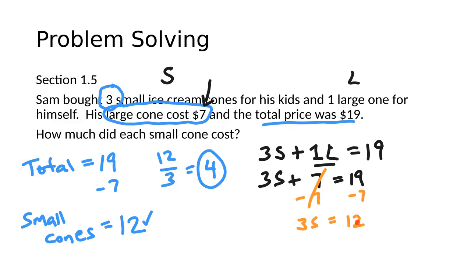Now we have 3 multiplied by S. Since we're multiplying by S and we want multiplication to go away, we're going to divide both sides by 3. These 3's cancel each other out, leaving S. 12 divided by 3 gives us 4. Either way, we find out that the small cone costs $4. You could either do it by just sort of reasoning it out, or if you like algebra, you could solve this one using algebra.